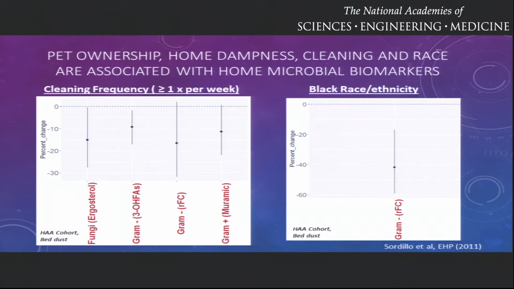Okay. So now a few more home characteristics here. Cleaning frequency is associated with lower microbial biomarkers, including fungal ergosterol, gram-negative 3-hydroxy fatty acids, endotoxin by RFC, and gram-positive biomarkers. And interestingly, race is associated with lower levels of gram-negative bacteria as measured by RFC endotoxin. And this association was present in multiple regression models after adjusting for all covariates. And we don't really know why we see this, but it is kind of an interesting result. Okay. So that was a bit about home characteristics and predictors of some of these broad biomarkers from our home allergens and asthma epi study.